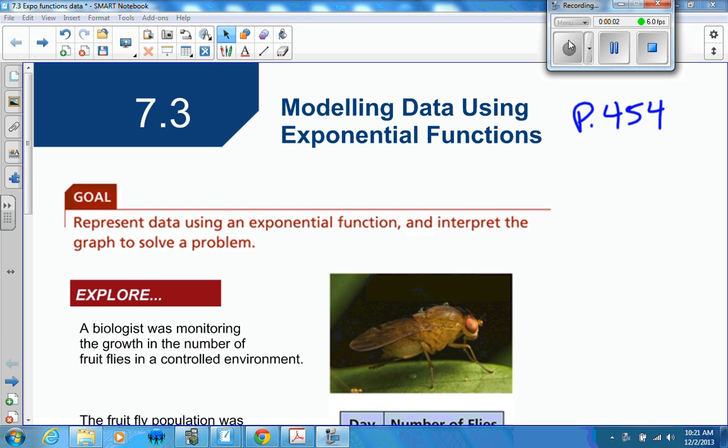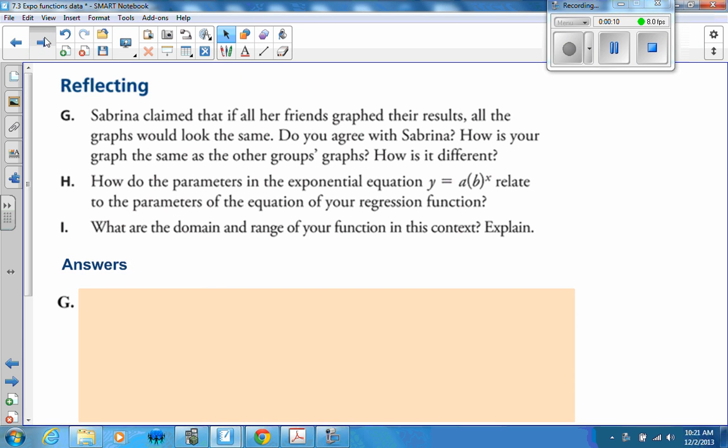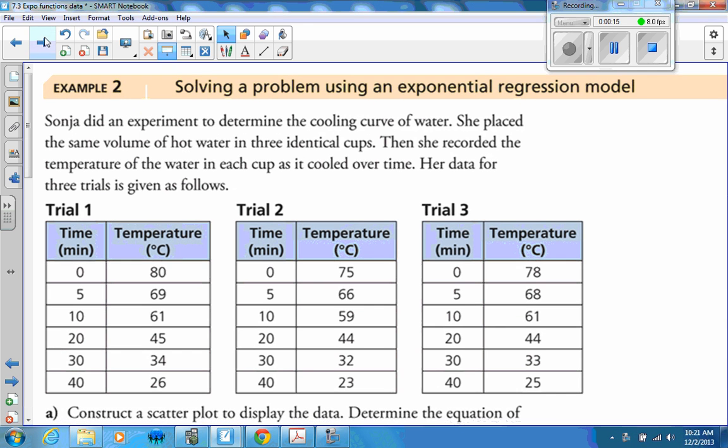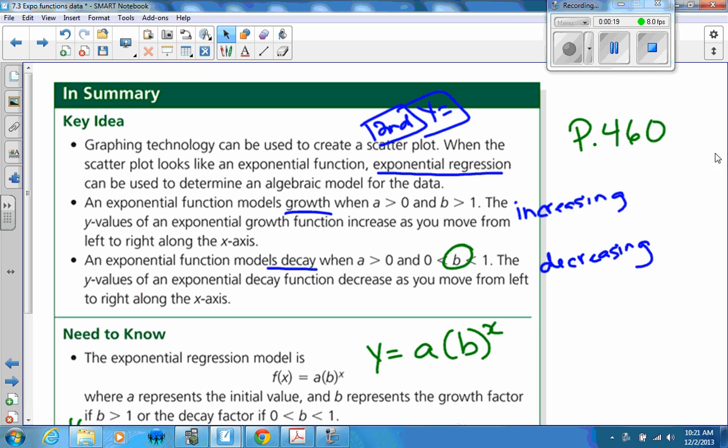Okay, let's look at 7.3, modeling data using exponential functions. You'll find this on page 454 of your textbook. So we're just going to go to the need to know section that's on page 460 of your text. All right, so on page 460.